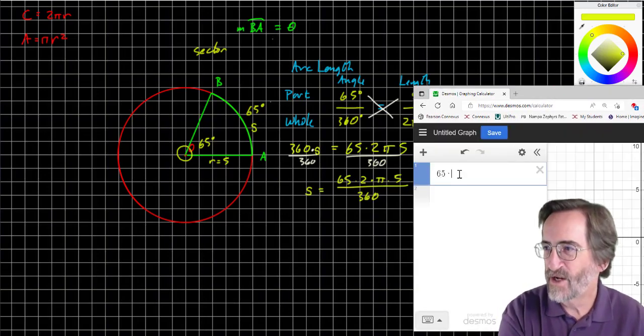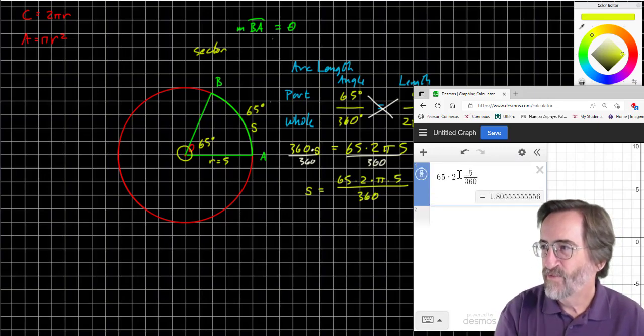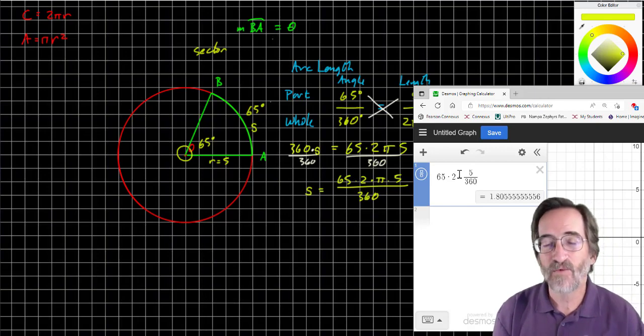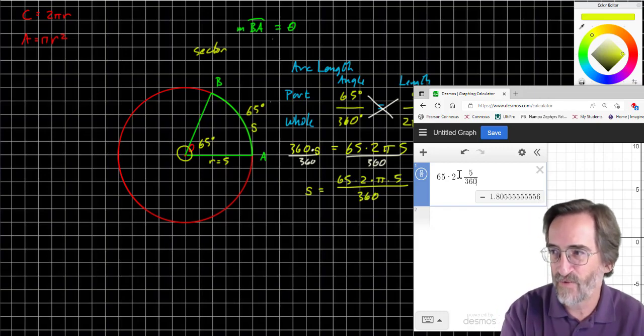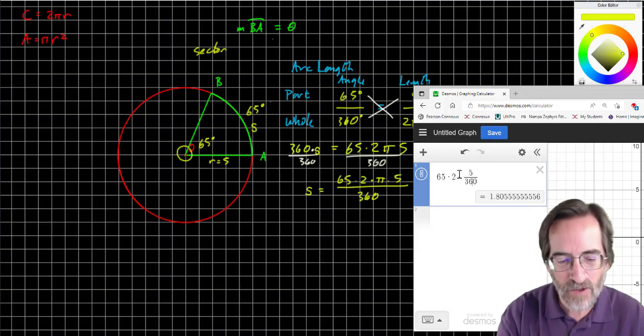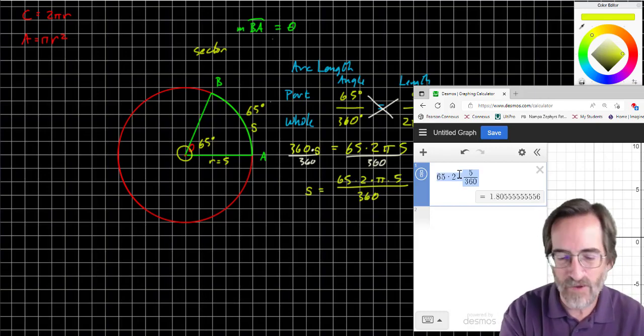65 times 2 times 5 divided by 360. And you'll notice I left out pi. If they wanted it left in terms of pi, you do this, and I would say 1.8 pi. There's no sense in doing that, though. So I'm going to go ahead and put the pi in here. And if you want it to look just like the formula, you can.